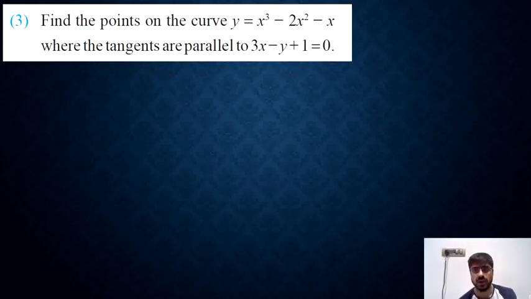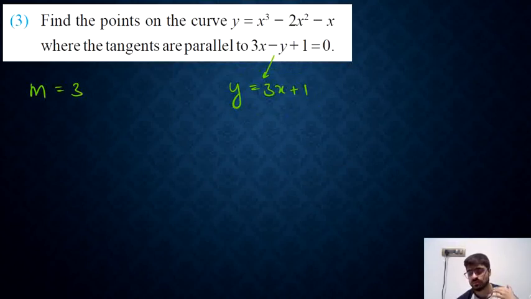Going ahead with the third one. In the third question, you are given a curve and you need to find the points on it where the tangents are parallel to this line. Again, when you break it down to y equal to mx plus c, this becomes y equal to 3x plus 1. When you compare it with y equal to mx plus c, you have m as 3. And because the tangents are parallel to this line, the slope of tangent is going to be equal to 3. That is the slope of this line only.